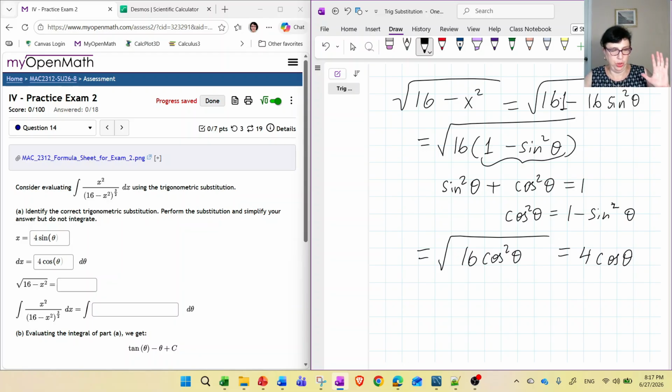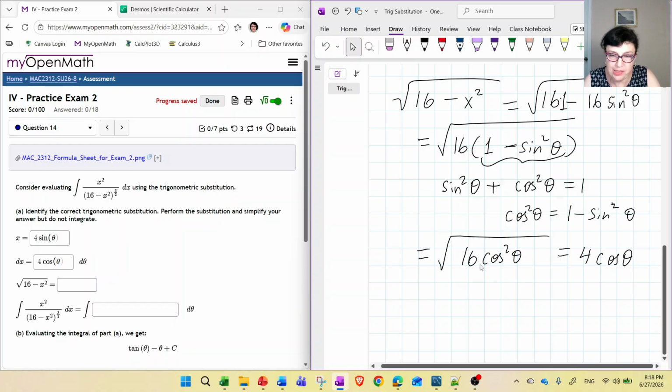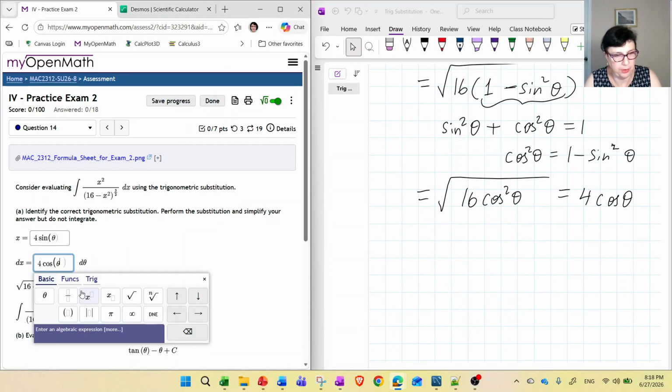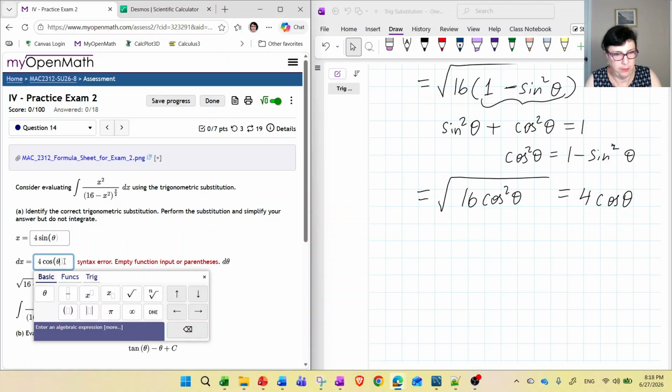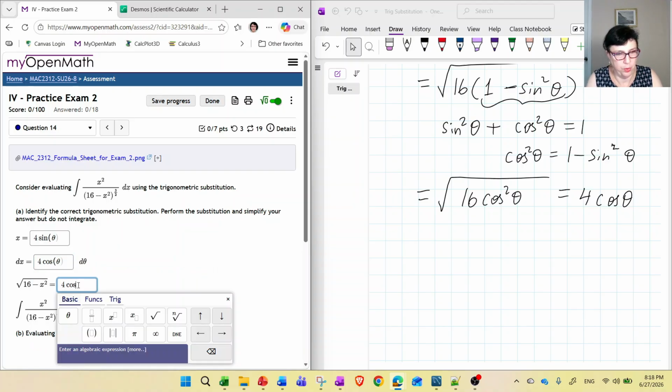Now, let's say you started with the wrong substitution. You started with tangent. Why would this not work? Because 1 plus tangent squared is secant squared. But what about 1 minus? There is no identity like that. It wouldn't have worked. Also wouldn't have worked with secant because 1 minus secant squared is nothing. There is secant squared minus 1, but not the other way. But this one specifically works, and you've got right here 4 cosine theta.